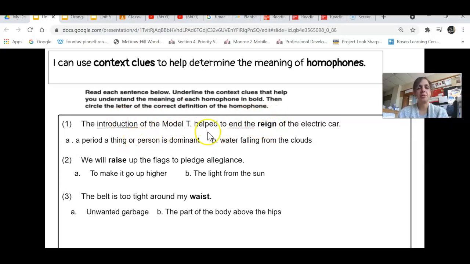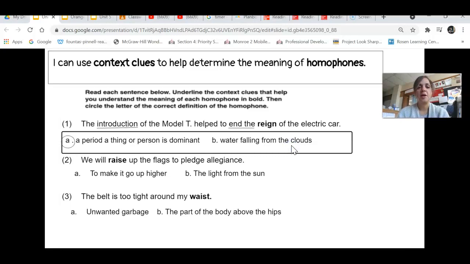Let's see if there's a multiple choice that matches. A period, a thing or person is dominant, or water falling from the clouds. Go ahead and choose your best definition. Let's check your thinking. A period, a thing or person is dominant.